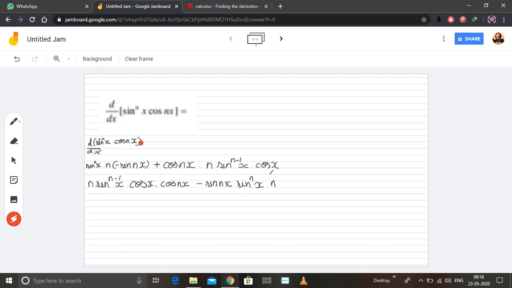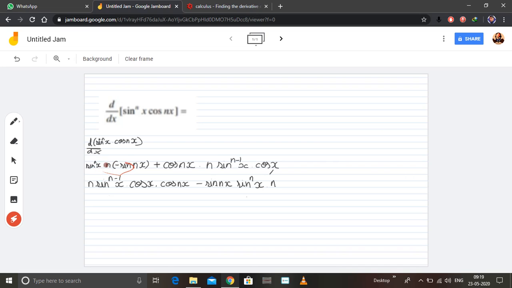So how I differentiated it, first I applied the UV rule. For the UV rule, I hope it's visible, sin^n x is u and cos nx is v. So we'll get sin^n x, which I will keep as it is, u into dv by dx. First I will take that out. So this is my u, sin^n x, into n into minus sin nx.